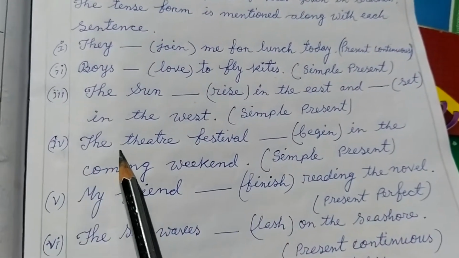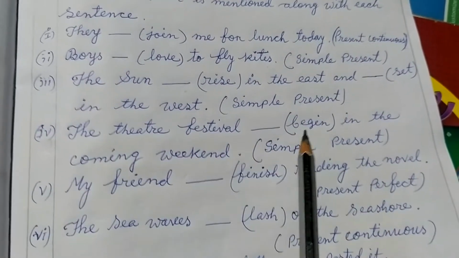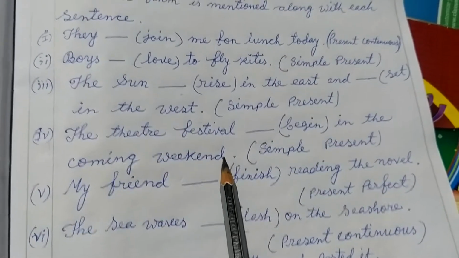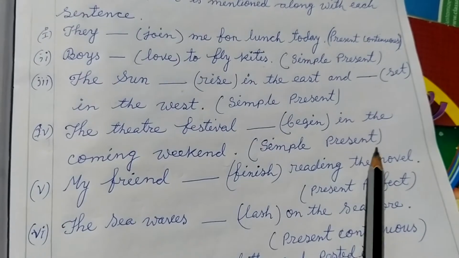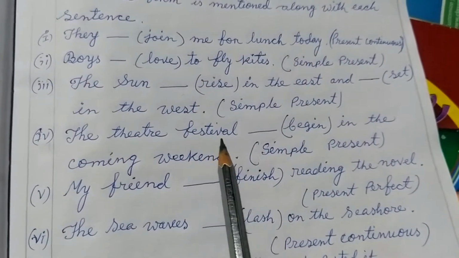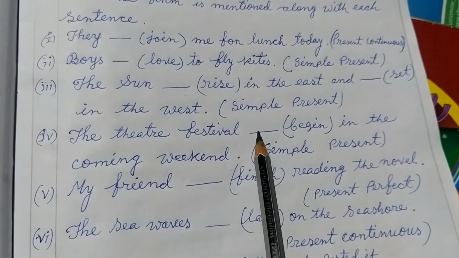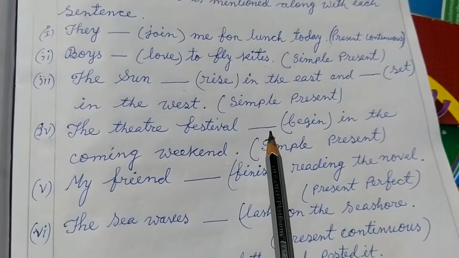Now students, number 4. The theatre festival dash begin in the coming weekend. So in simple present tense, we have to make it simple present tense. The theatre festival begins. In the blank space we have to write begins.